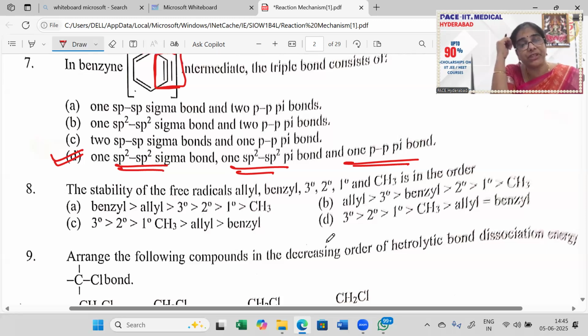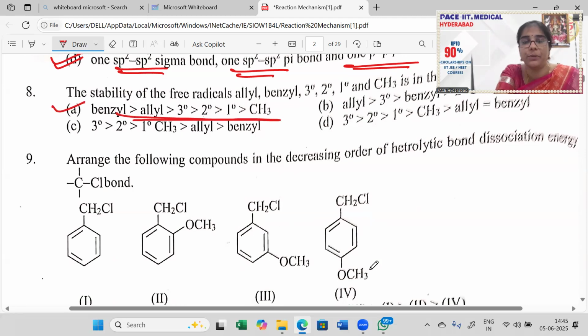And then the stability of a free radical: allyl, benzyl, all these things. As for free radicals, number one is benzyl, then allyl. Then you have 3 degree, 2 degree, 1 degree. Benzyl, allyl, then 3 degree, 2 degree, and 1 degree, and then your methyl group.